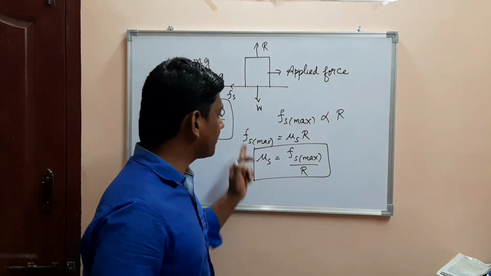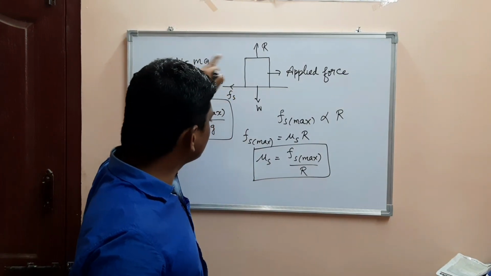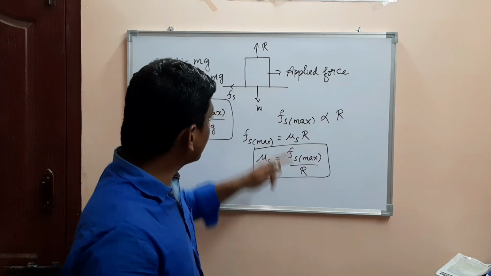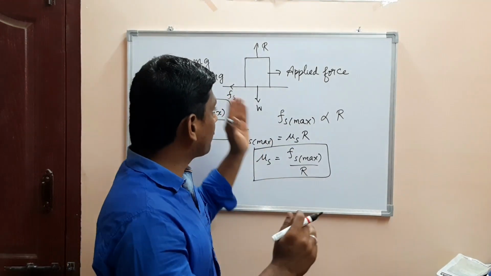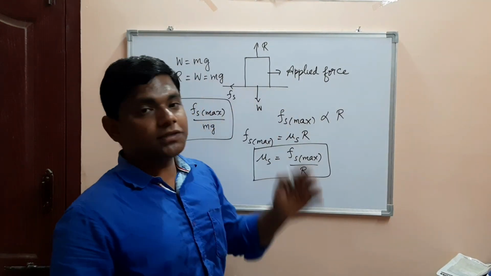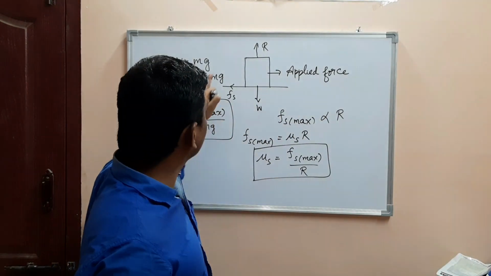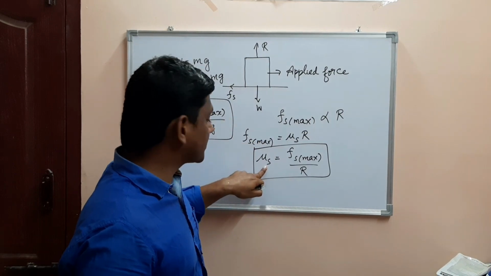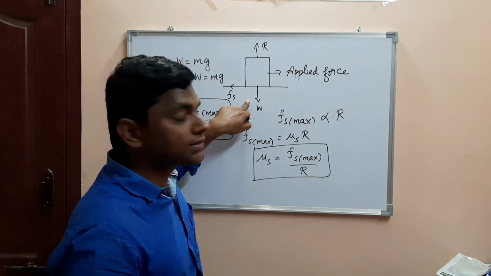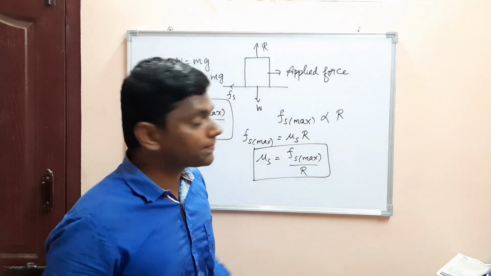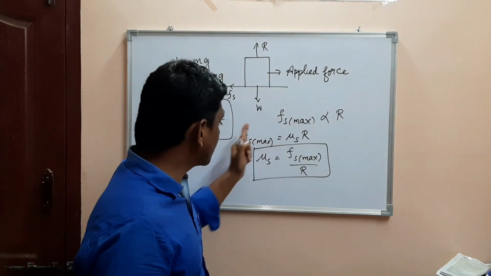Whenever you want to find out the coefficient of static friction in numerical problems, you need to apply this formula. This formula applies only when the body continues to be in its rest position, even if you apply force. You are applying the force, the body still remains in its rest position. That's why I have given the subscript S here, because we are dealing with only static friction here. I am applying the force, and now I am calculating the coefficient of static friction.